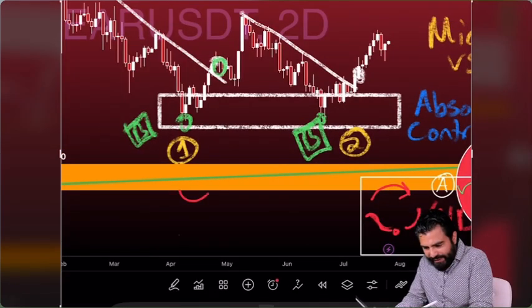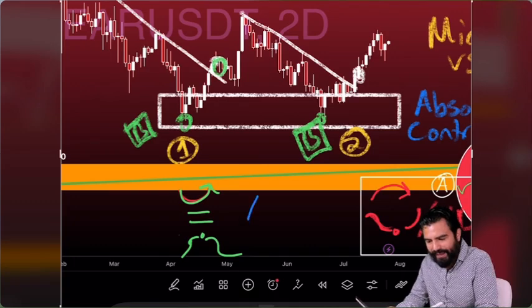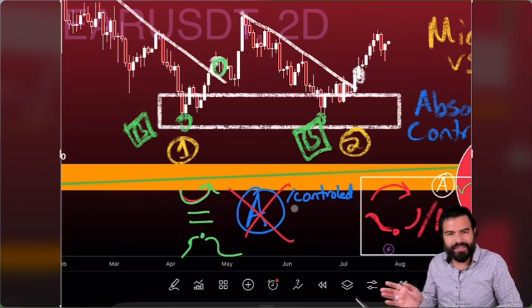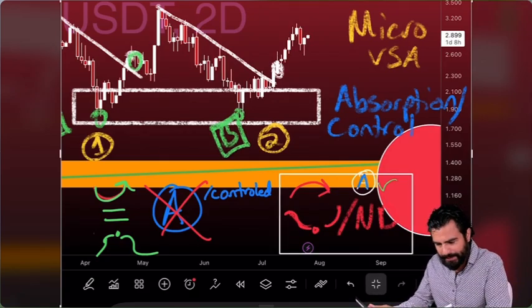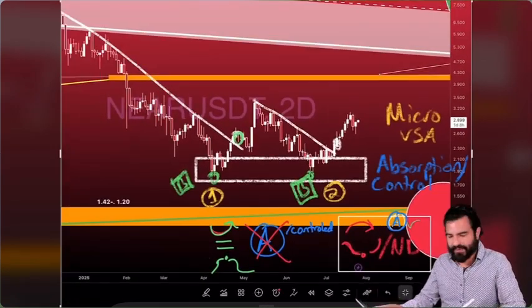The increase in volume, or equal to, or aggregately high, will indicate that the supply has not been absorbed or controlled. They're losing. So that means they lose. One tells you they win, and the other tells you they lose. So let's take a look and see who's winning.